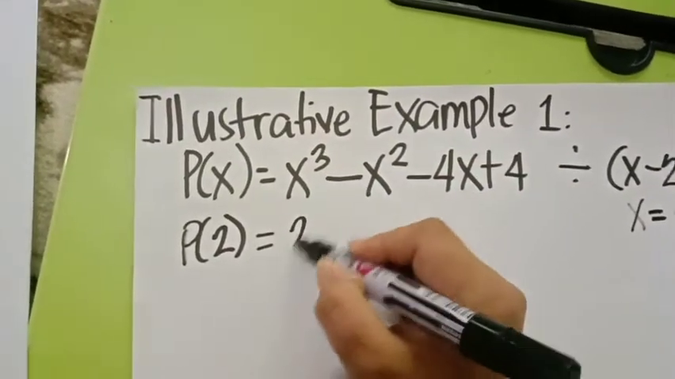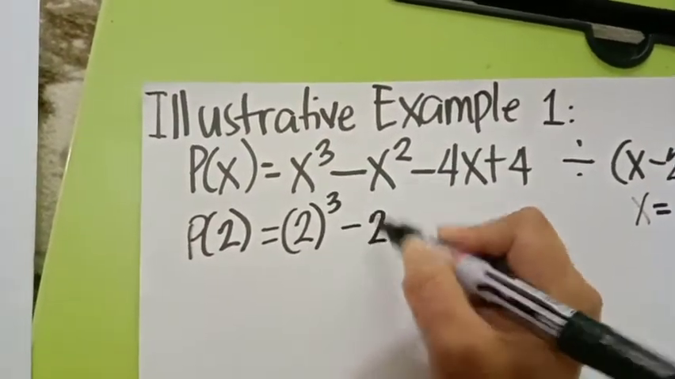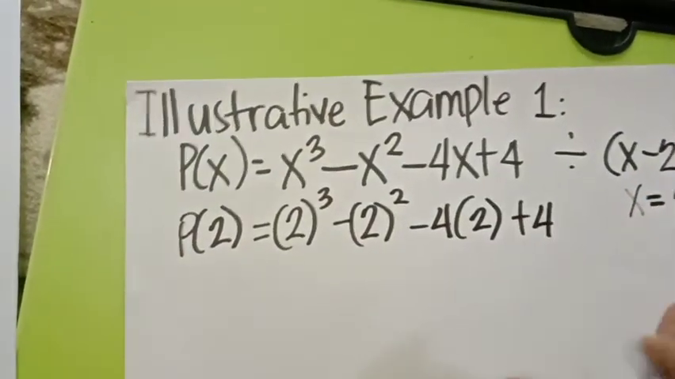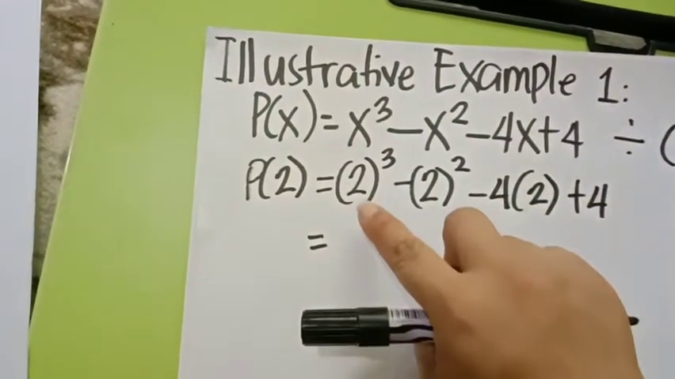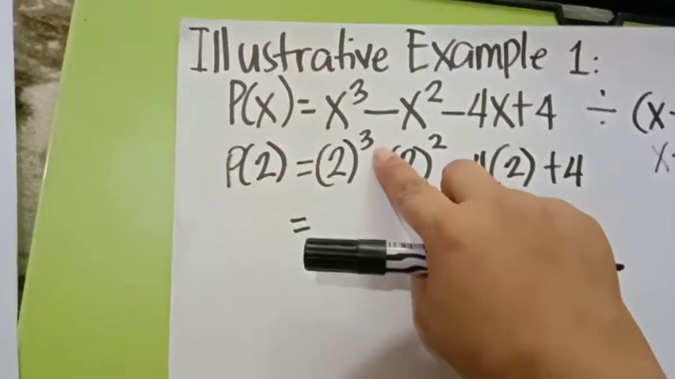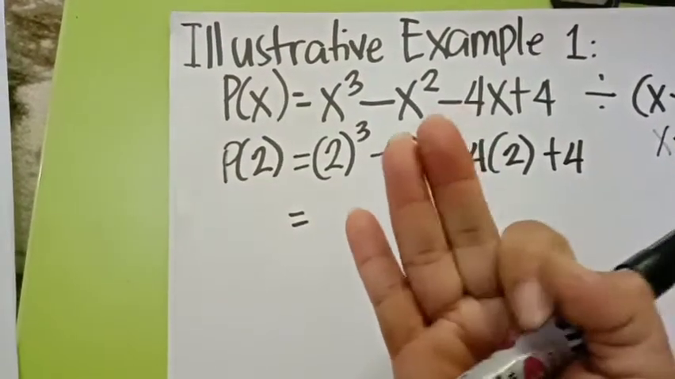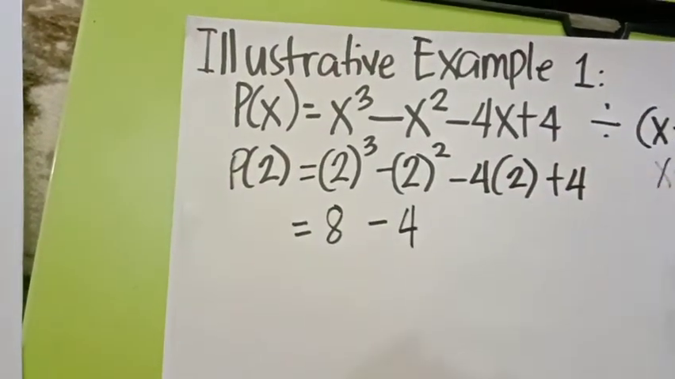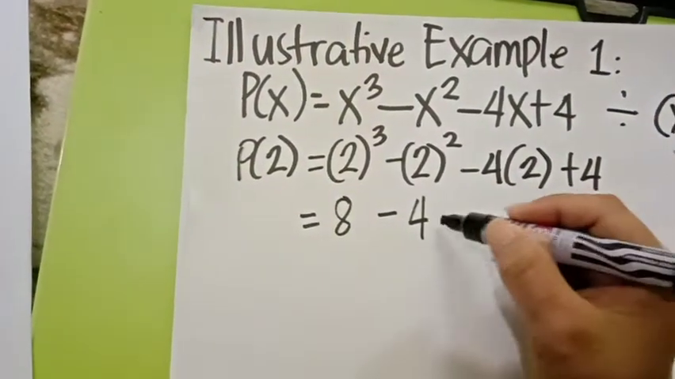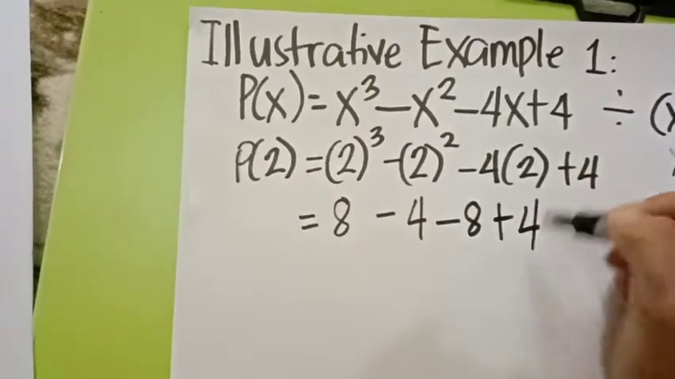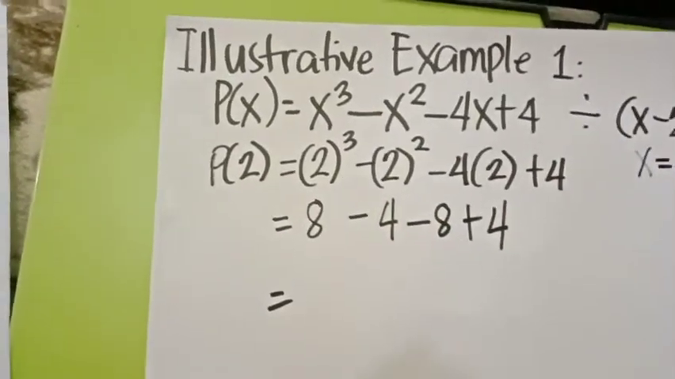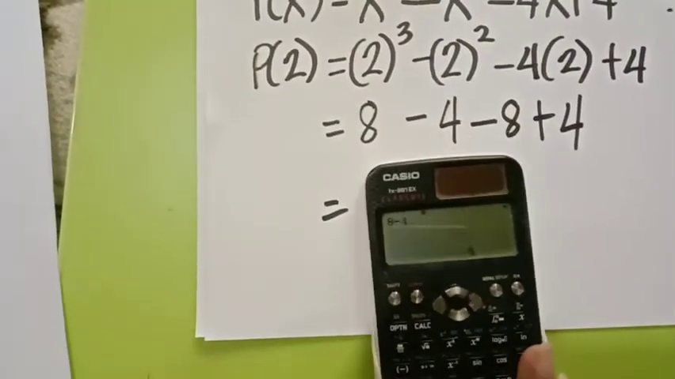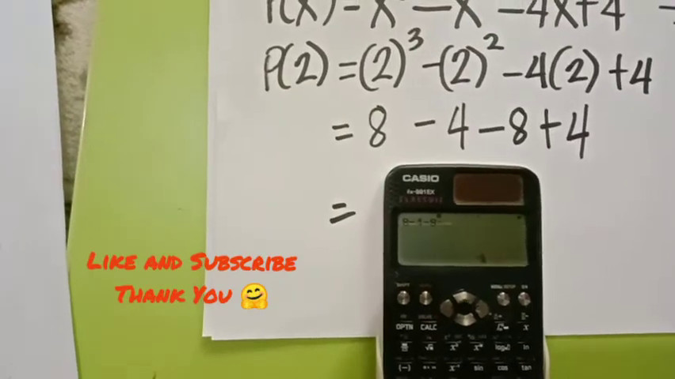P of 2 is equal to 2 cubed minus 2 squared minus 4 times 2 plus 4. Then, simplify 2 raised to 3 or 2 cubed. So, tatlong 2. 2 times 2, 4 times 2, 8. Minus, what is 2 squared? That is 4. And then multiply negative 4 times 2, negative 8. Then bring down 4. Then, what is 8 minus 4? So, solve natin siya. 8 minus 4 minus 8 plus 4.